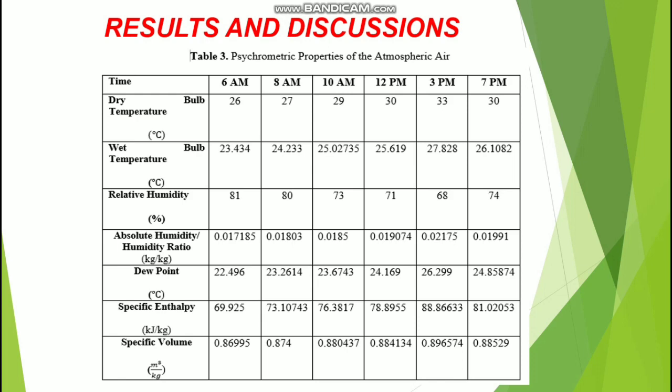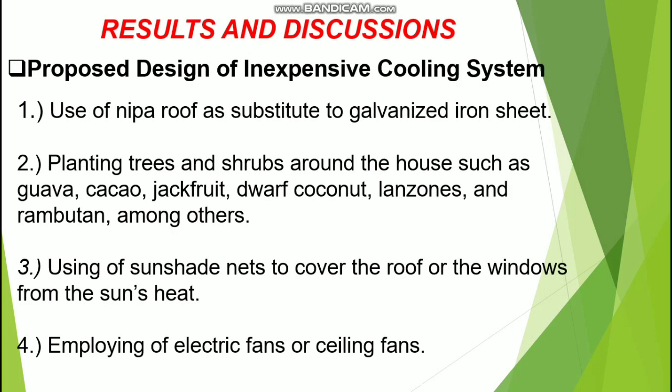For the proposed design of an inexpensive cooling system, based on the photos of the house shown in the figure, and the results obtained in Table 3, the following things can be done to promote natural cooling inside the house. Number 1, use of NIPA roof as a substitute to galvanized iron sheet.